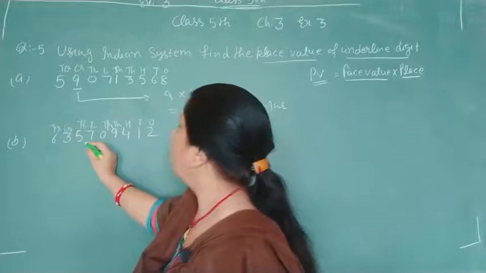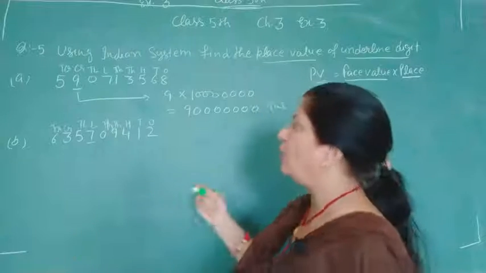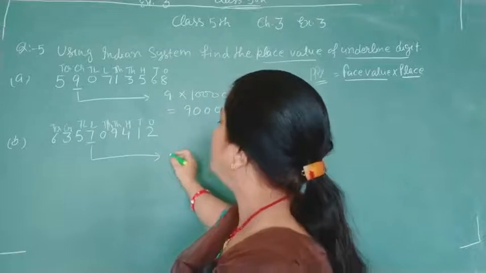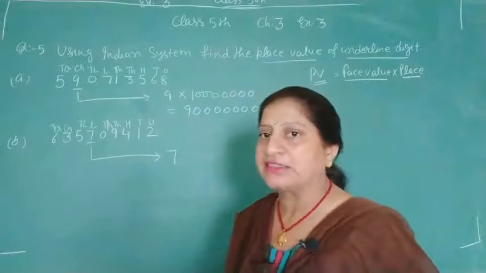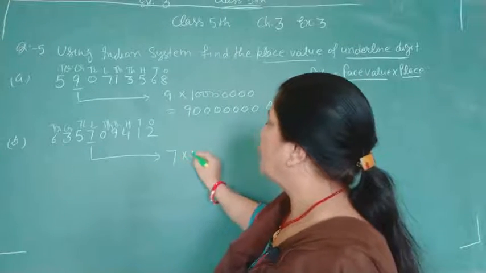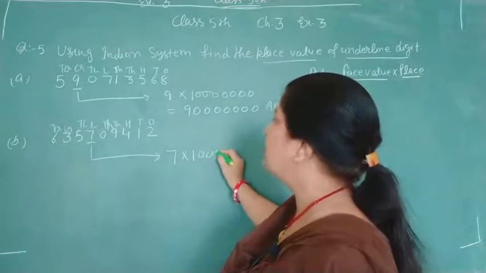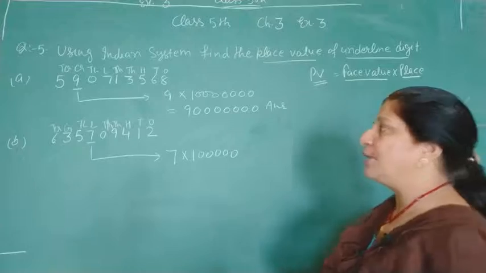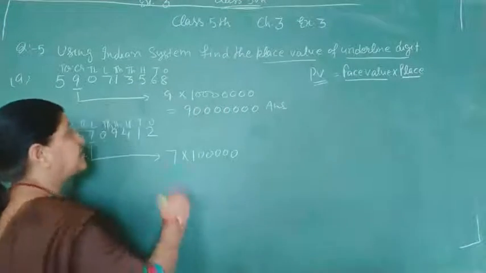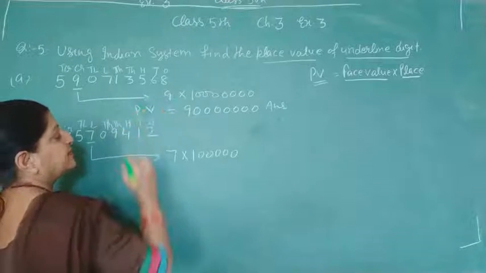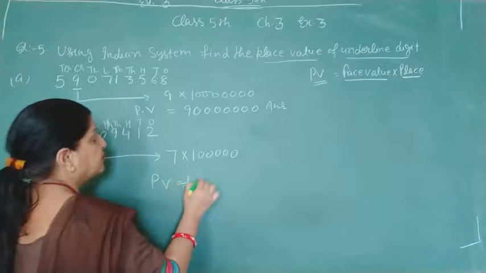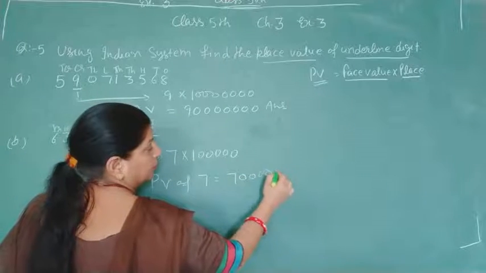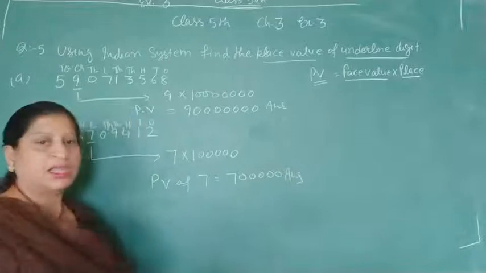Now you see that 7 is at the place of lakh, so we find the place value of 7 by doing this. First we write the face value of 7, that is 7 itself, and after that you multiply by the place. Place is a lakh, so you multiply this number by lakh, and after multiplying we get the place value. Place value of 7 is equal to 7 lakh. This is your answer. Clear this one?